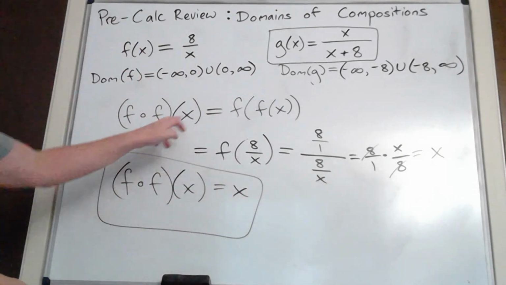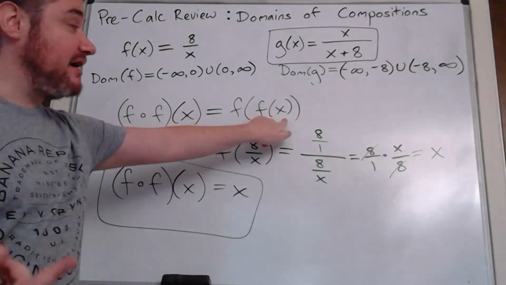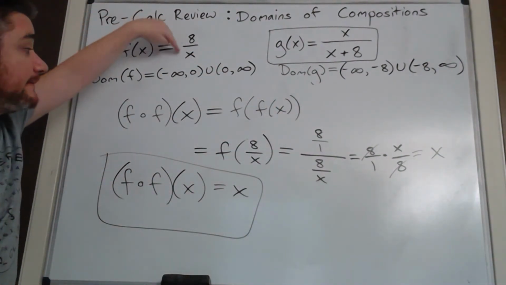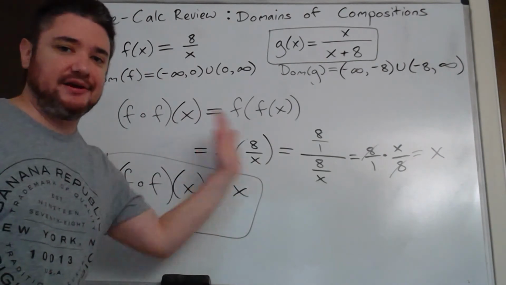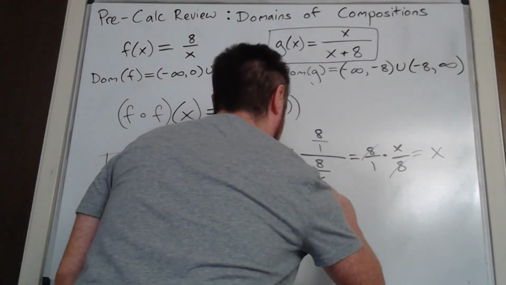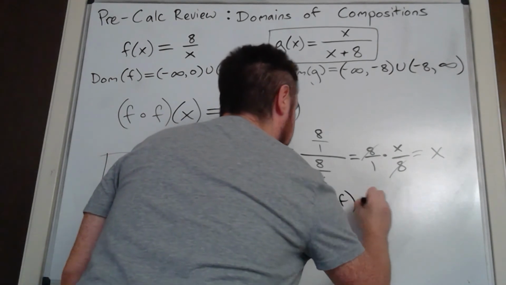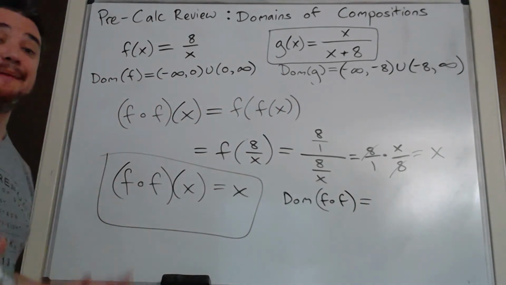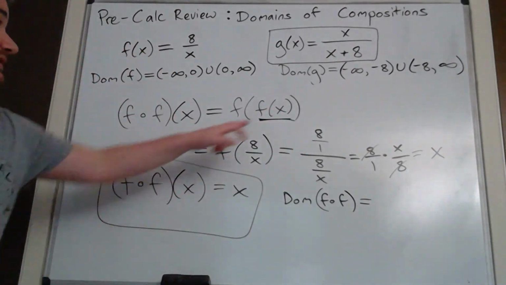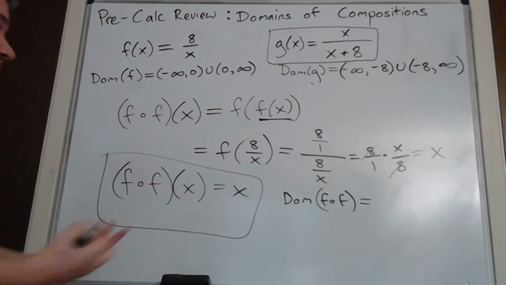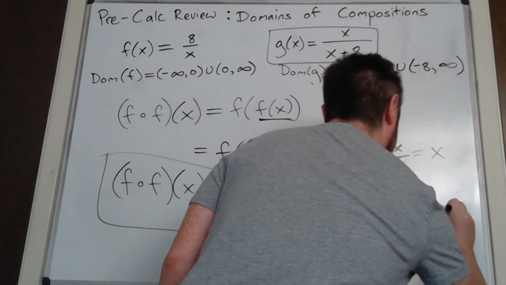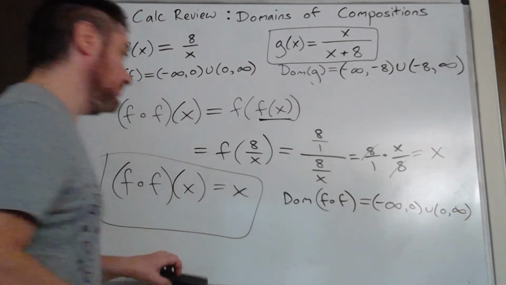But then we look back to the inside function, which is f. F cannot take 0 as an input, and so therefore the overall domain here can't take 0 as an input. Okay, so in this case, the domain of f composed with itself is all numbers except for 0. The only problem comes from the inside function. 0 can't be plugged into there. So negative infinity to 0, union 0 to infinity.